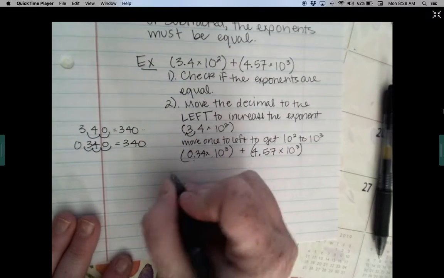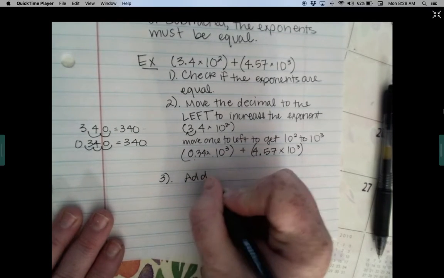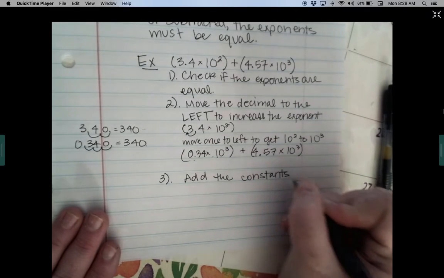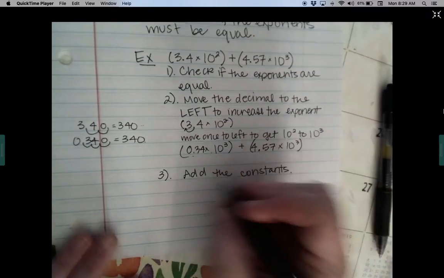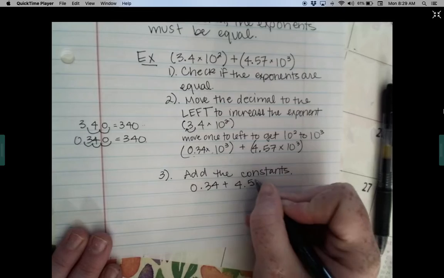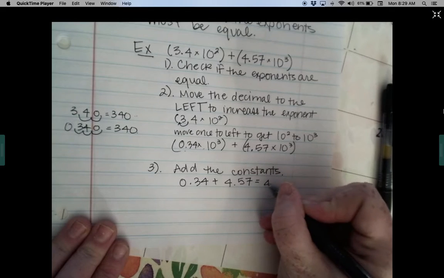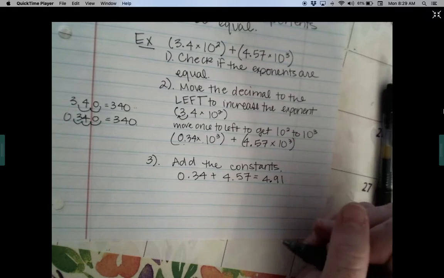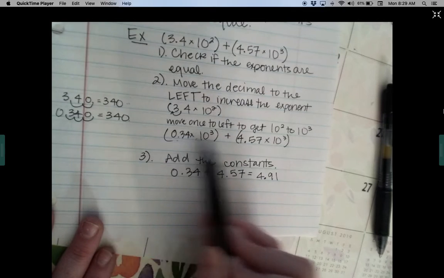All right, step 3. We're going to add the constants. Remember, a constant is a number that is always a number. So 0.34 plus 4.57. If it were me, I'd add them vertically, but I've already done that for you. So equals 4.91. And then, so I added this one and this one. Okay.